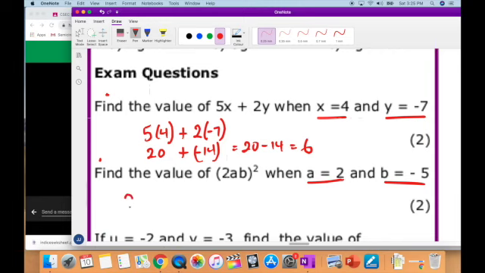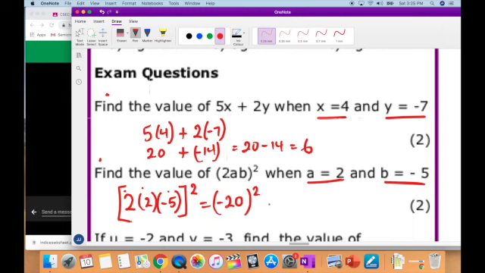2, open brackets, 2, close brackets, open brackets, negative 5, close brackets. So that is 2 twos are 4. 4 times 5. 5 fours are what? 20? Yeah. So I'll have negative 20 being squared here. So negative 20 squared is positive 400. Alright.